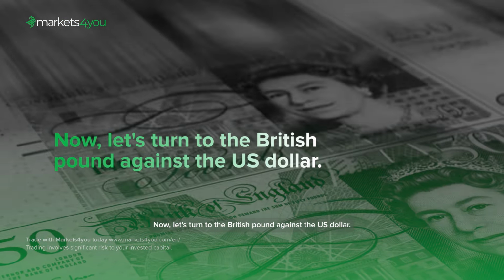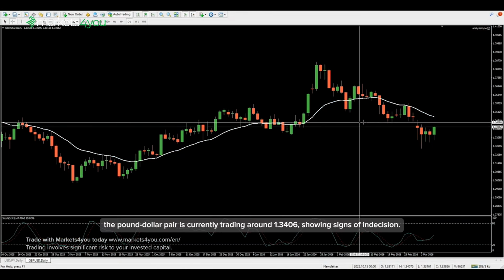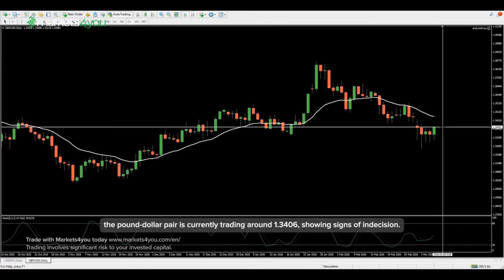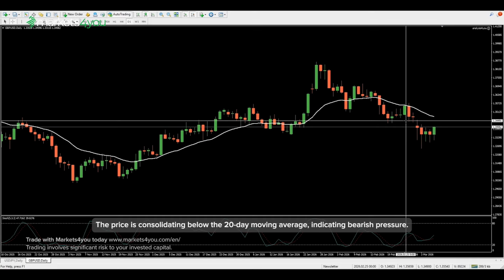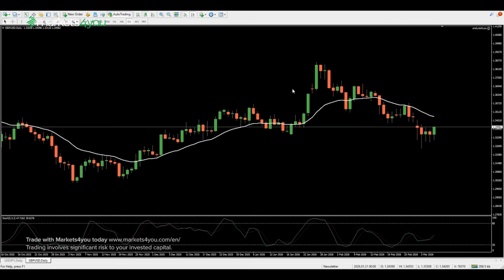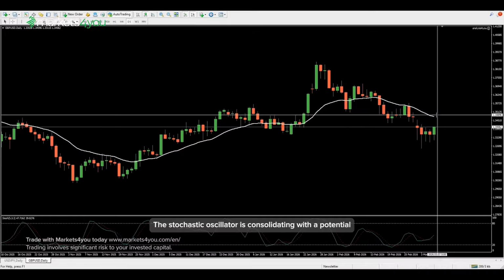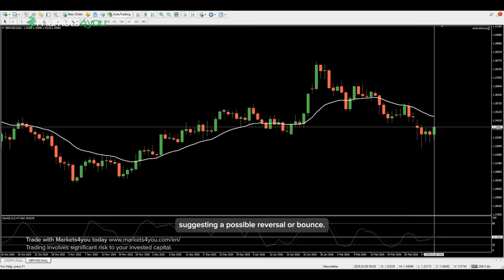Now, let's turn to the British pound against the US dollar. On the daily chart, the pound-dollar pair is currently trading around 1.3406, showing signs of indecision. The price is consolidating below the 20-day moving average, indicating bearish pressure. The stochastic oscillator is consolidating with a potential of moving higher near the middle area at the 39 level, suggesting a possible reversal or bounce.